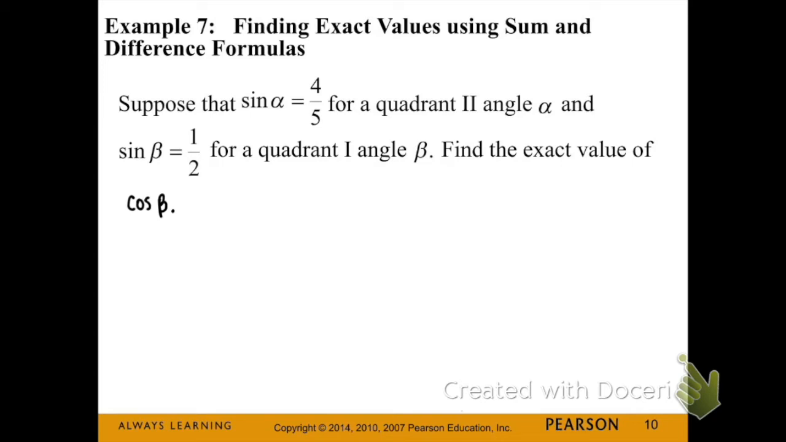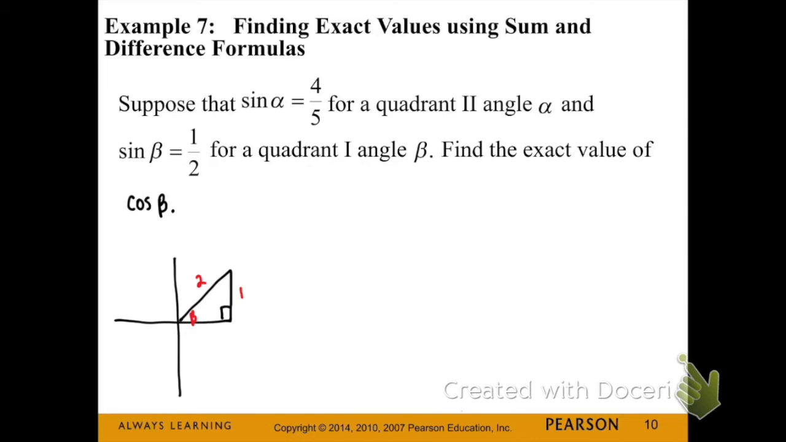Next, we have all the same information, but we're going to find cosine of beta this time. So we know sine of beta is equal to 1/2, and it's in quadrant 1. So let's draw that. So here's my angle beta. Sine is opposite over hypotenuse, so I'm going to label my opposite side as 1, and my hypotenuse is 2.